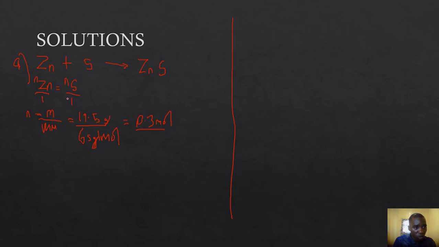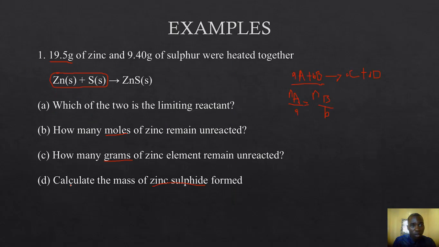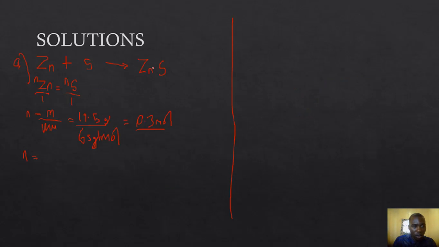We do the same also for sulfur. So the number of moles of sulfur is equal to, using the same formula, mass over molar mass. Then from the equation here, they've told us the mass of sulfur was 9.4 grams. So we are just substituting by putting 9.4 grams divided by sulfur, which has got 32 on the periodic table. So that is 32 grams per mole.